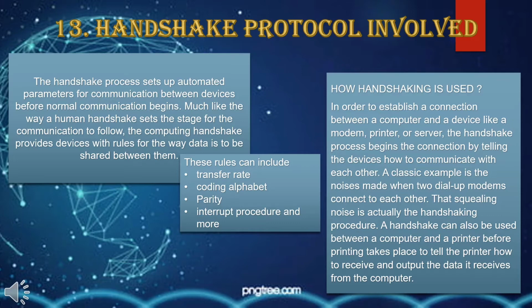Now, let's see how handshaking is used. In order to establish a connection between a computer and a device like a modem, printer, or server, the handshake process begins the connection by telling the devices how to communicate with each other. A classic example is the noises made when two dial-up modems connect to each other. That squealing noise is actually the handshaking procedure. A handshake can also be used between a computer and a printer before printing takes place to tell the printer how to receive and output the data it received from the computer.